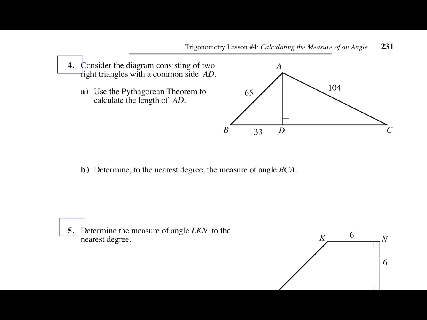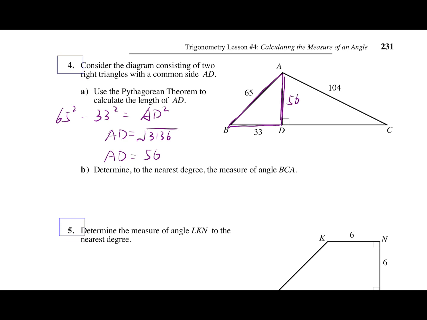Okay, number 4, and we need to use the Pythagorean theorem to find AD for this one. For AD, we have ABD, so it's 65 squared minus 33 squared equals AD squared. And then AD equals the square root of 3136, and AD equals 56, so this is 56.